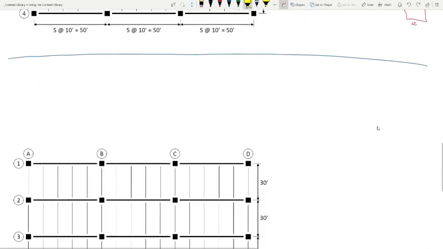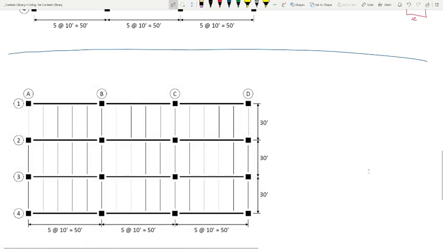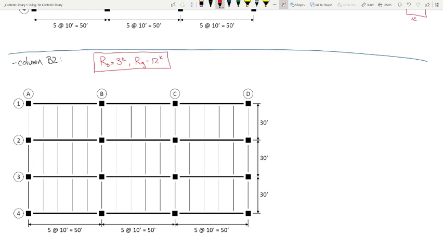All right. I love this part. This is one of my favorite parts. Now we're going to do column B2. Okay? Now in order to do column B2, I want to recall this, and I want to recall that.